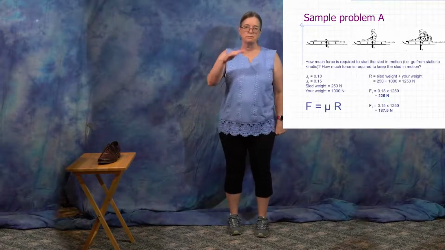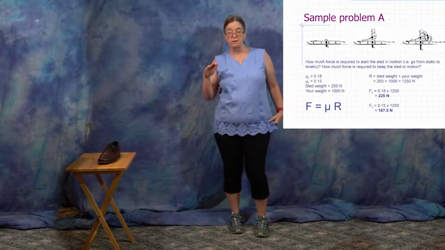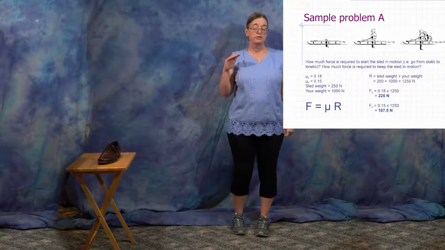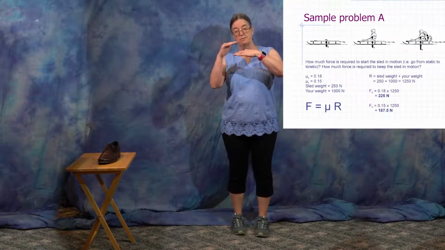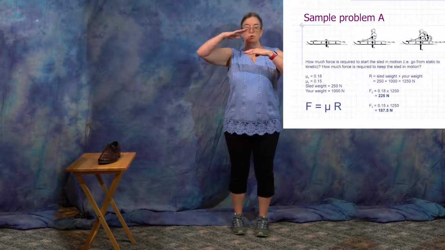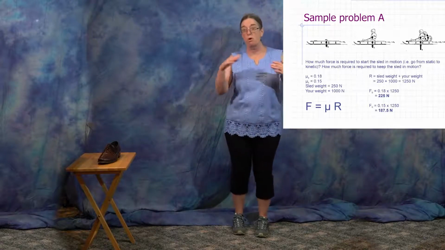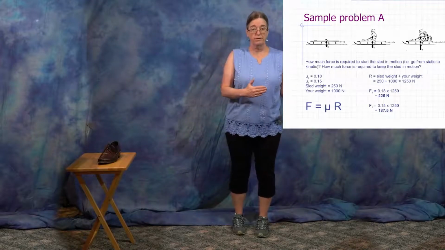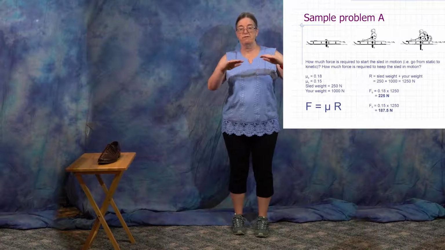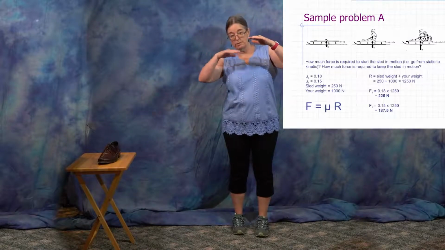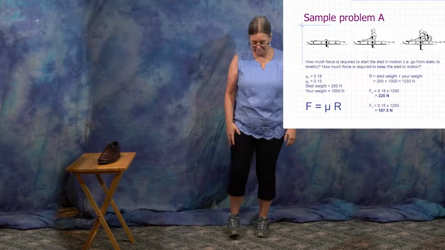And once it is moving, there is now a constant 0.15 times 1,250, or 187.5 newtons of friction being generated. As long as you keep generating 187.5 newtons or higher, you're going to keep moving. If it drops down below 187.5, depending how much below it is, you will gradually slow down and stop.